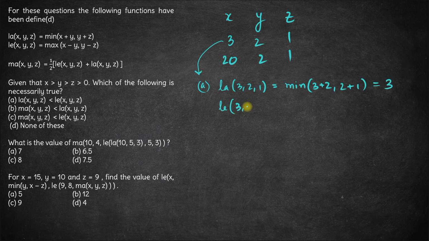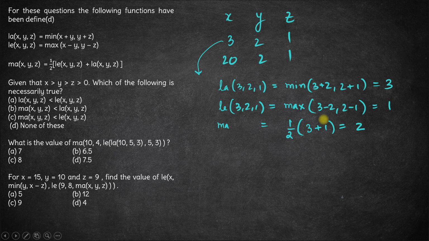Now Li(3,2,1). Let's first just calculate these values and we'll figure out the options later on. Li(3,2,1) is the maximum of 3 minus 2, 2 minus 1. 3 minus 2 is 1, 2 minus 1 is 1. So the maximum of 1 and 1 is 1. No issues. Now what is Ma(x,y,z)? Ma(x,y,z) is effectively half of Li(x,y,z) plus La(x,y,z). So half of 3 plus 1 is 2 here. Now let's see which of these options is correct.